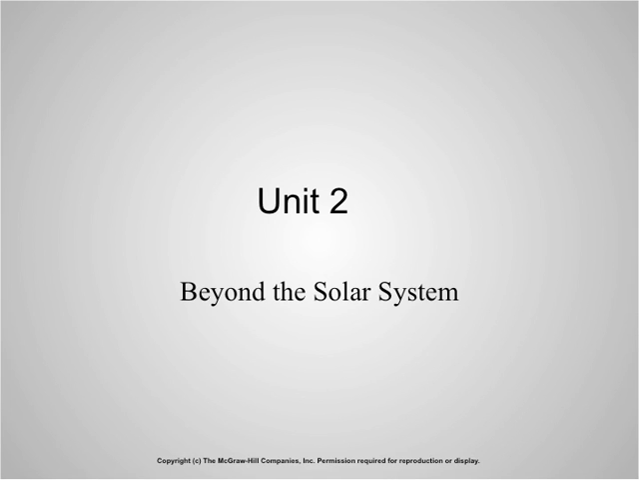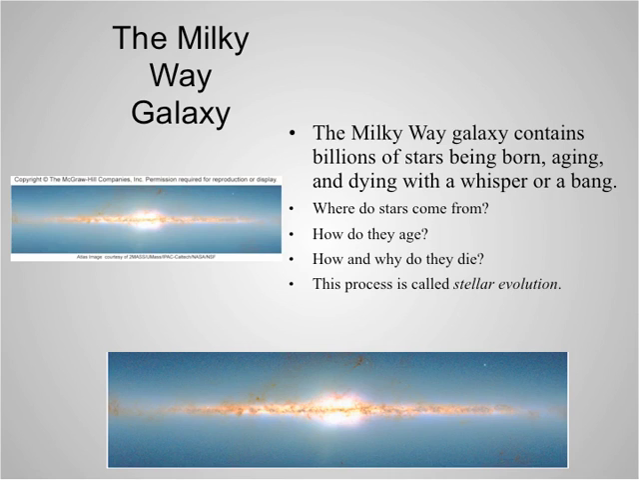Let's look beyond the solar system now. The solar system consists of planets that orbit a star called the Sun, which is one of billions of stars in the Milky Way galaxy. Where do all these stars come from and how do they live their lives? These are questions that we will answer through the course of this class.